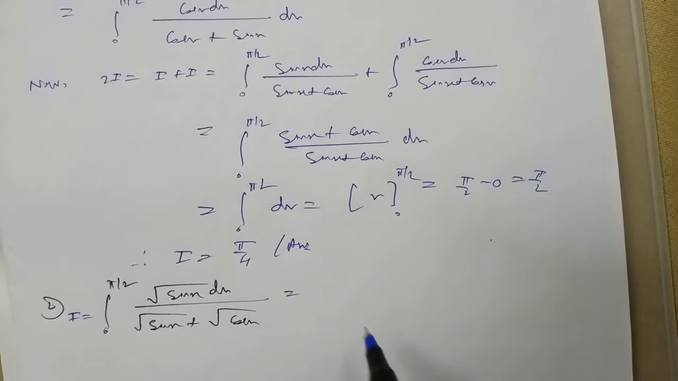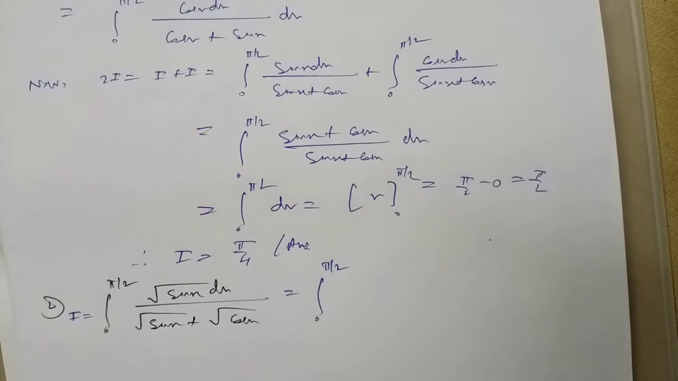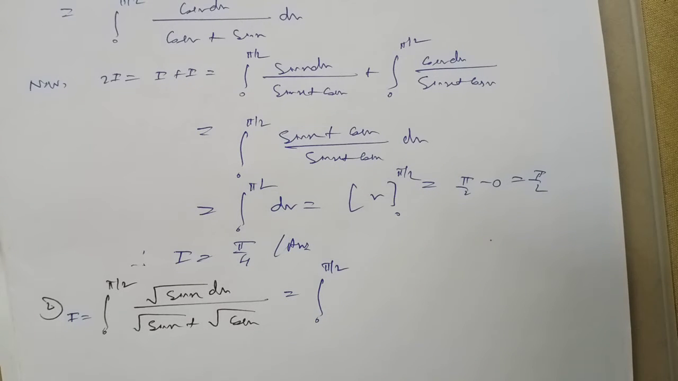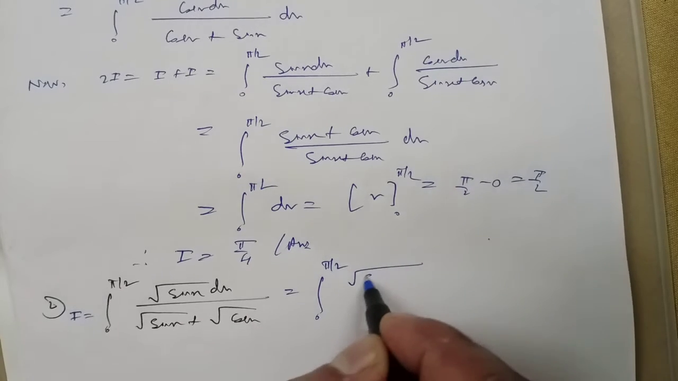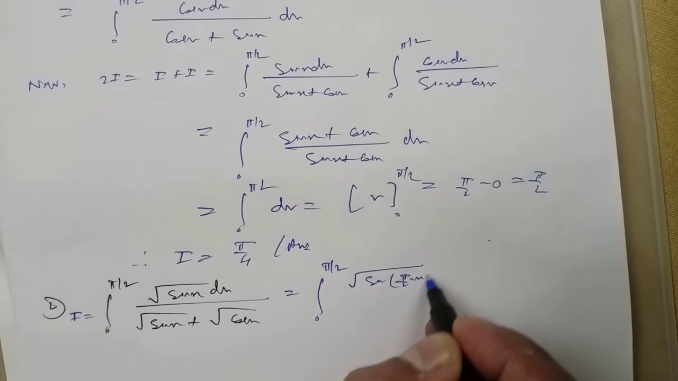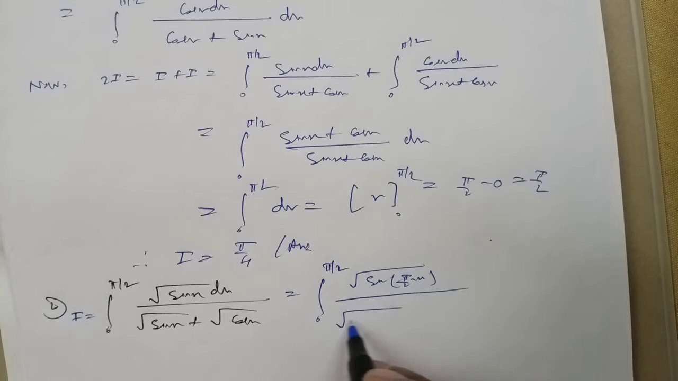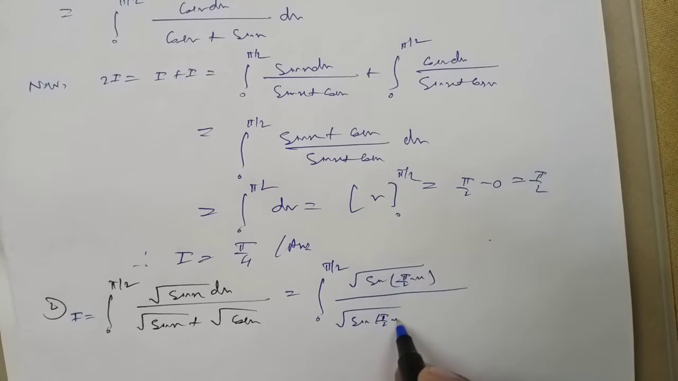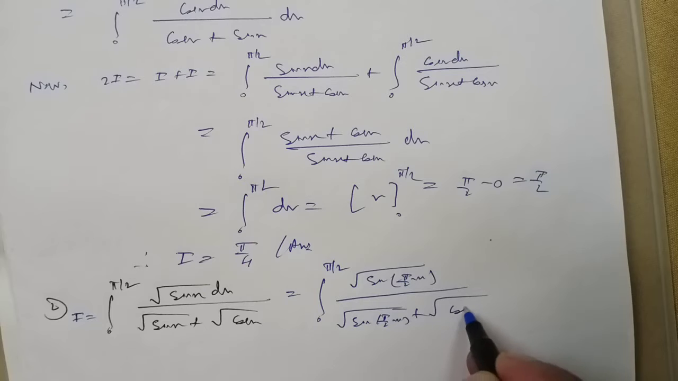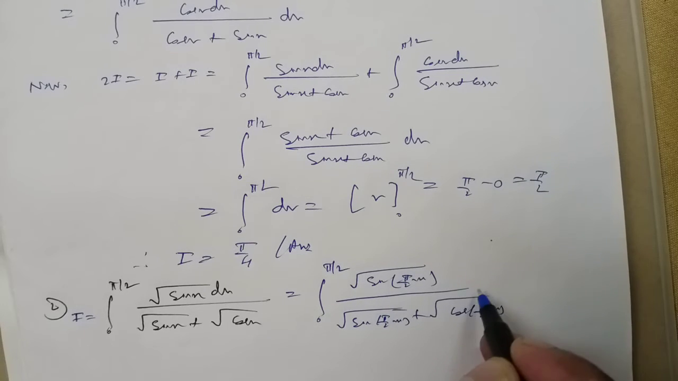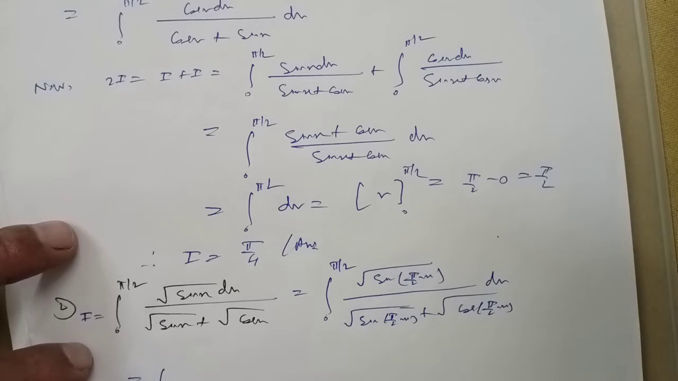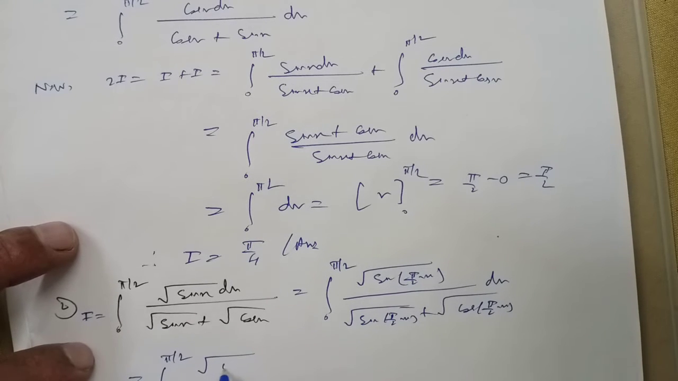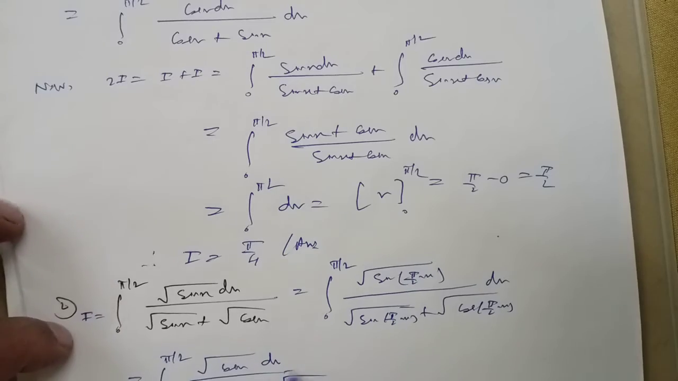Now apply the fourth property. Applying fourth property is nothing but replace x by a minus x, that is pi by 2 minus x here. So root over of sin of pi by 2 minus x divided by root over of sin of pi by 2 minus x plus root over of cos of pi by 2 minus x dx. That is integral 0 to pi by 2 root over of cos x dx by root over of cos x plus root over of sin x.